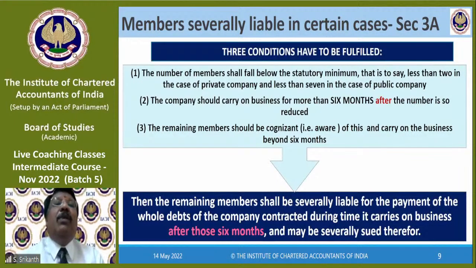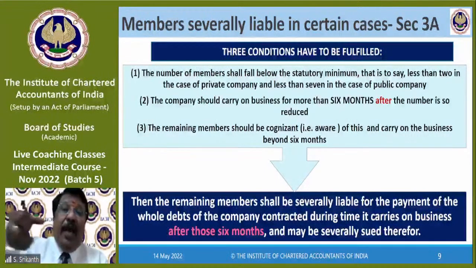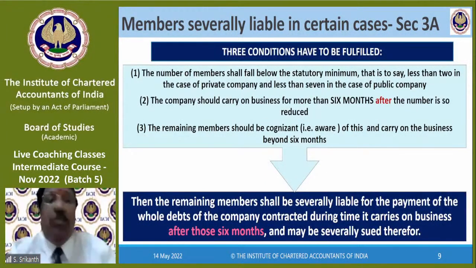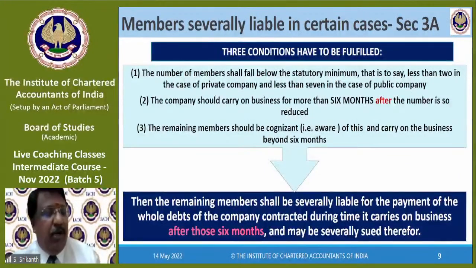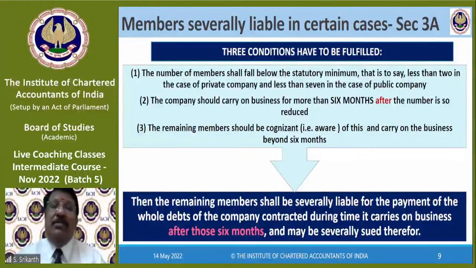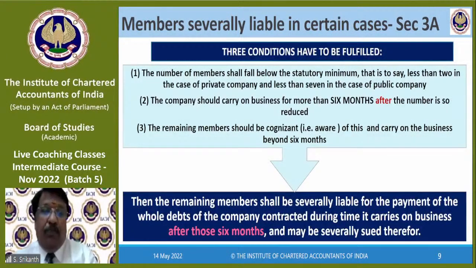Whereas, if the number of members of a public company falls below 7 or a private company falls below 2, so the number of members shall fall below the statutory minimum. The company should carry on business for more than 6 months after the number is so reduced. So, on a particular day, the number of members got reduced below 7. It became 5. Thereafter, for 6 months, the company carried on business.